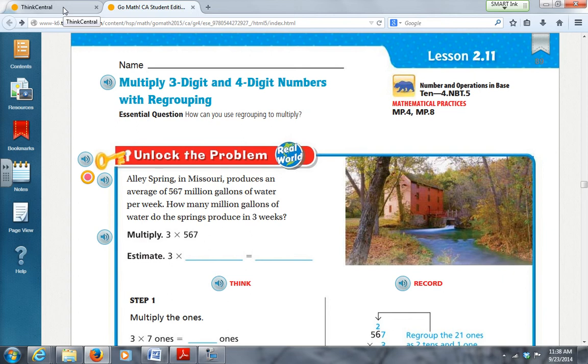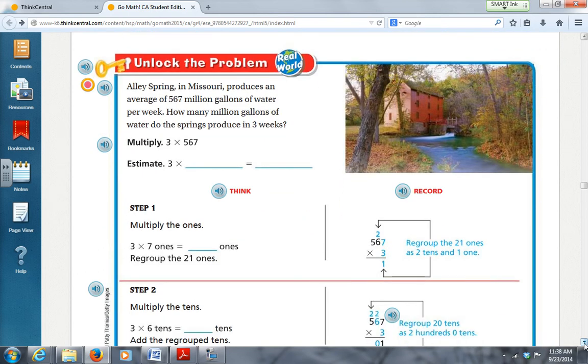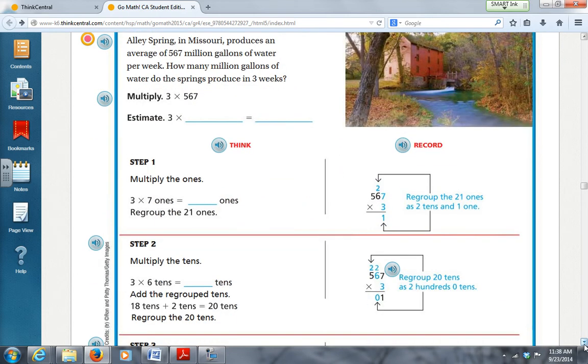All right, so the problem we have in our book, better not try to use that because it'll jump all over the place, is Alley Spring in Missouri produces an average of 567 million gallons of water per week. How many million gallons of water does the spring produce in 3 weeks? So we've already got our multiplication problem there, which is 3 times 567. How come there's not a bunch of zeros at the end of that?